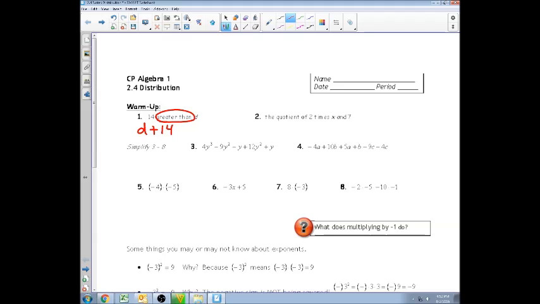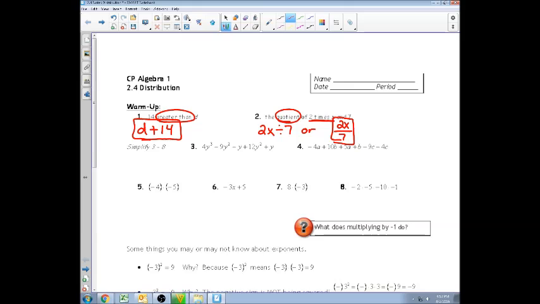Okay, let's look at number 2, the quotient of 2 times x and 7. Well, the first part of this is 2 times x. So what is 2 times x? It's just 2x. Then quotient tells us that we're going to have division, so it'll be 2x divided by 7. Or you could write this as 2x over 7. That means exactly the same thing. Please don't forget to box your answers.